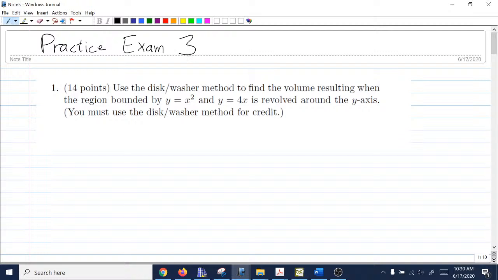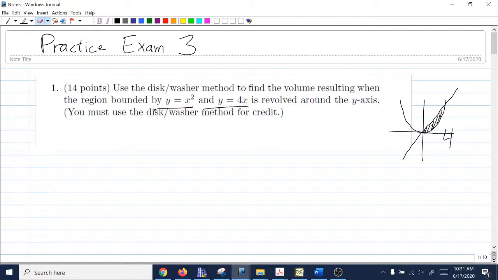Let's do it. We're going to use the disk washer method to find the volume resulting when the region bounded by y equals x squared and y equals 4x is revolved around the y-axis. What do these lines look like? X squared looks like this. Y equals 4x looks something like this. They cut the plane into 5 regions, and this is the only one that's bounded. So that is the region we're looking for.